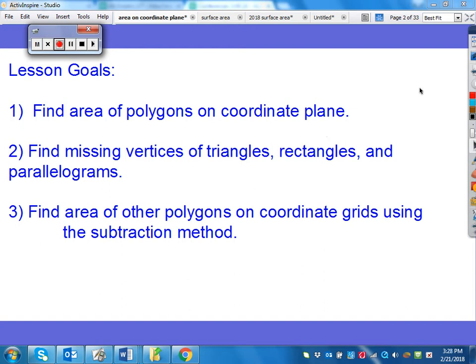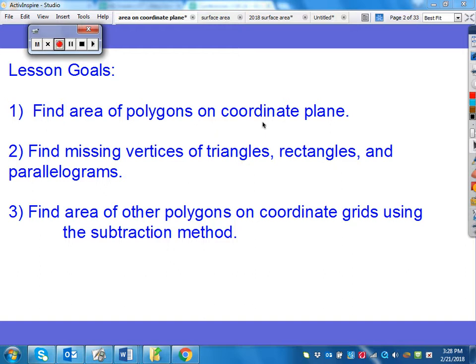So this lesson covers area on a coordinate plane. And there's basically 3 different skills that we're going to go over to give you some practice and some instruction on using a coordinate plane to find area of different polygons. So the first thing you have to do is find an area of polygons on a coordinate plane, meaning they're going to draw a polygon for you, whether it be a triangle, a pentagon, a parallelogram, and you have to find the area.